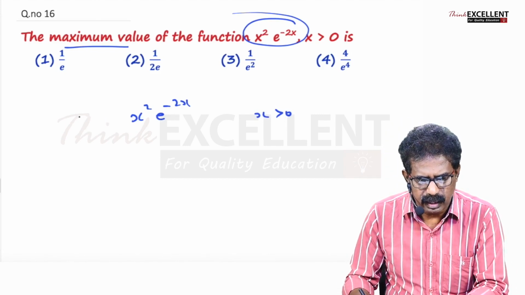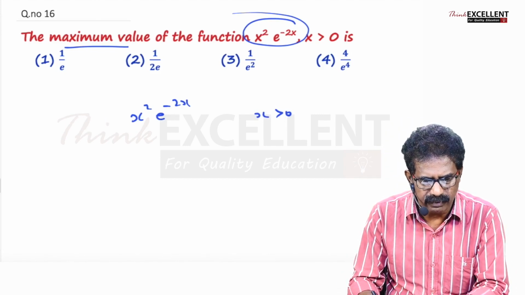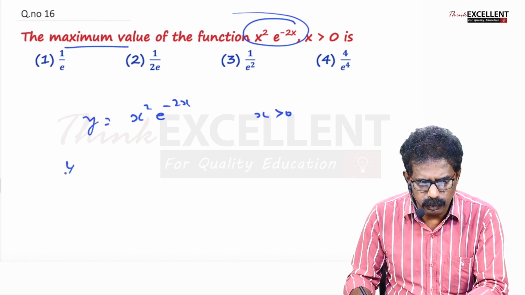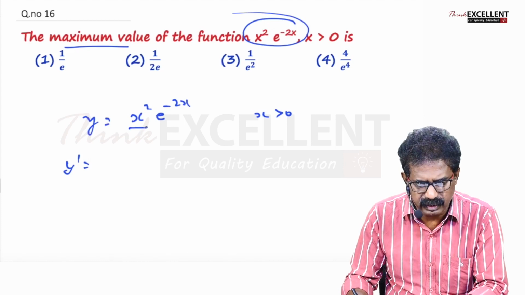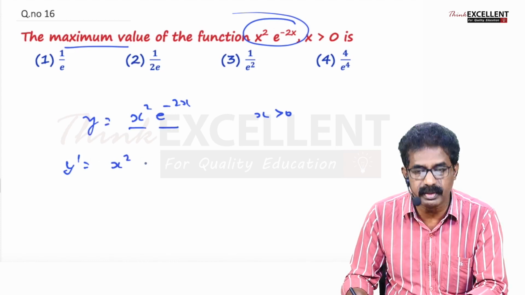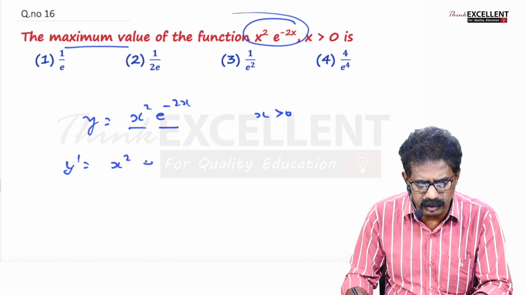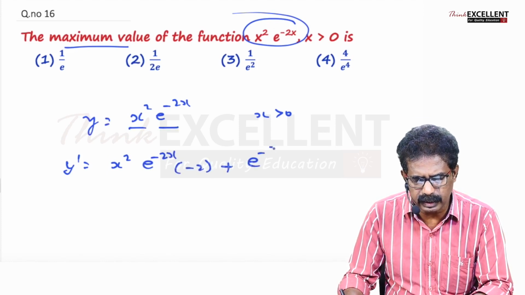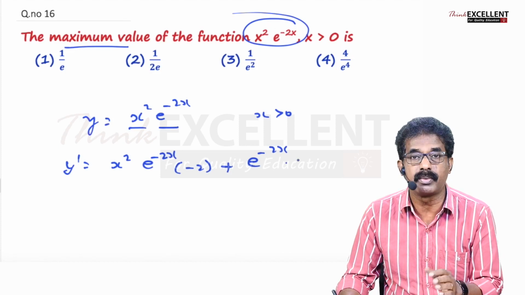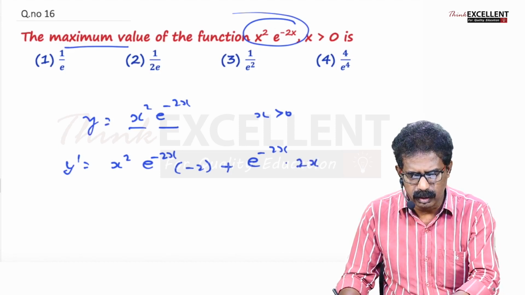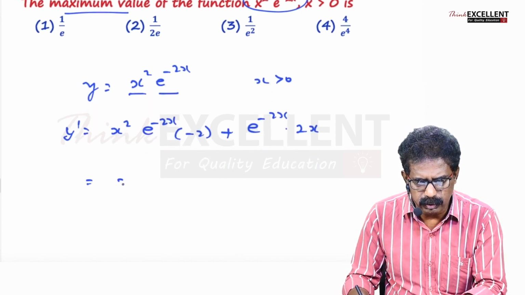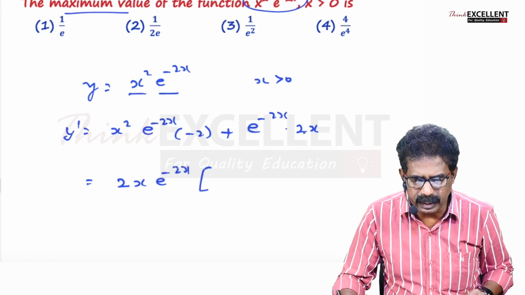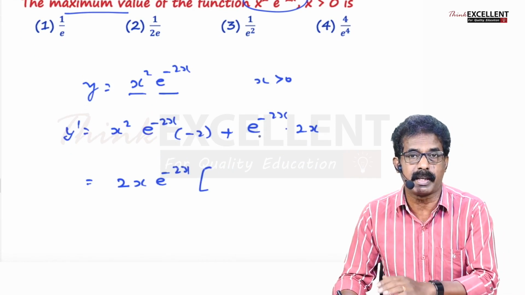Okay, we take the function as f of x, or you take it as y. Y is a function of x. So find y dash, apply product rule, first, second. First into derivative of second, e raised to minus 2x, derivative e raised to minus 2x into minus 2, plus second into e raised to minus 2x into x square, derivative 2x. What is common in both? 2x e raised to minus 2x is common, right? So I'm taking the second term first, it is positive 1, right?